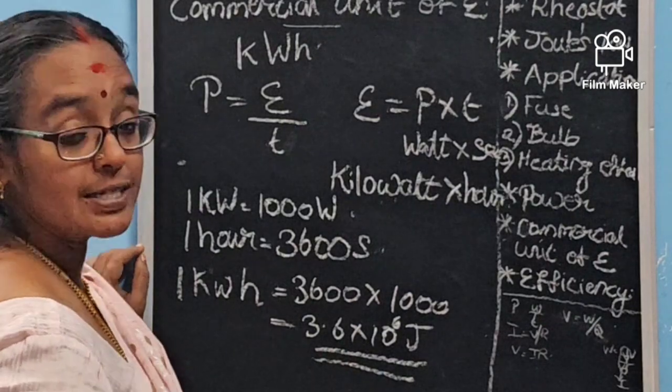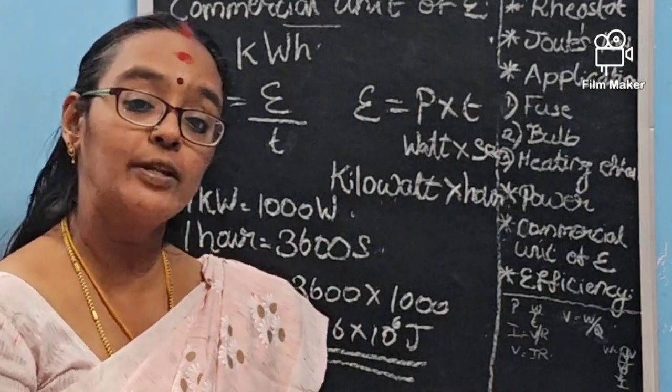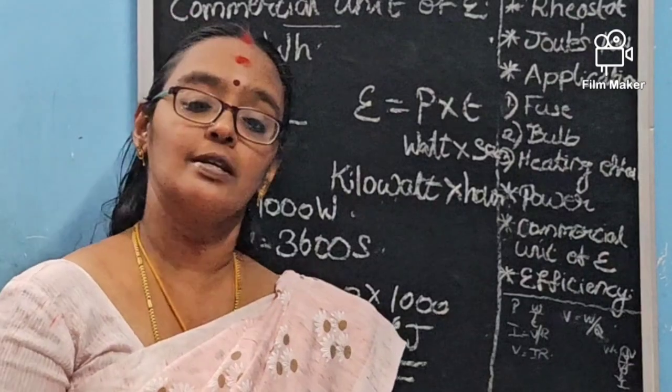This is how we can calculate the commercial unit of energy. So 1 kilowatt hour is 3.6 into 10 raised to 6 joules.